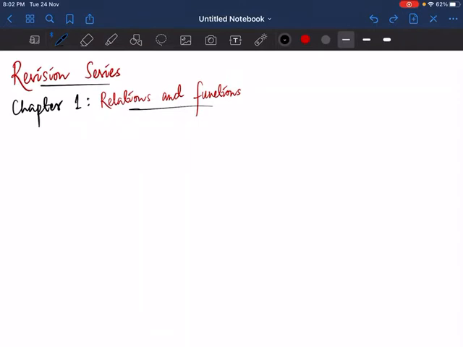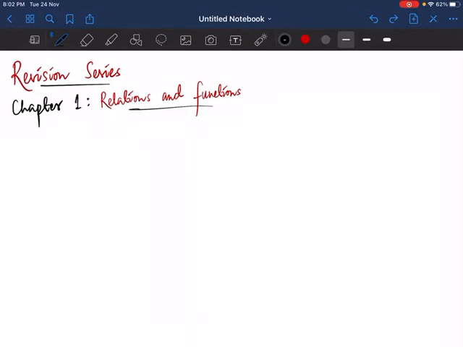So let us start with chapter number 1, that is relations and functions. In this chapter 1 there is exercise 1.1 which deals with equivalence relation. Now equivalence relation is what? If a relation is reflexive, symmetric and transitive, then we can say that relation to be an equivalence relation. Now what is reflexive, symmetric and transitive?